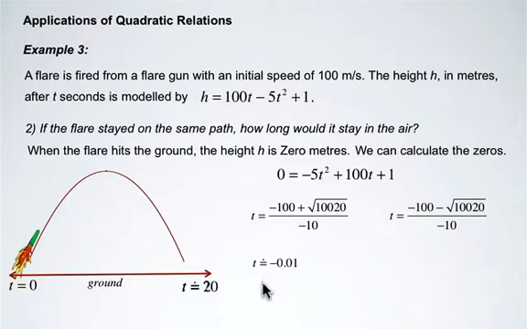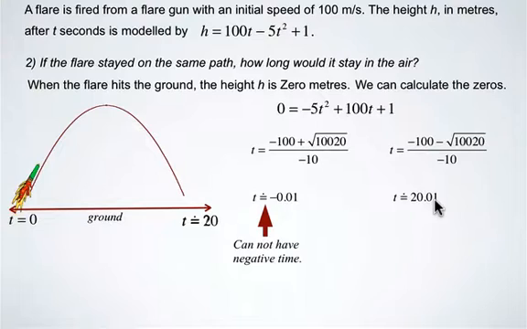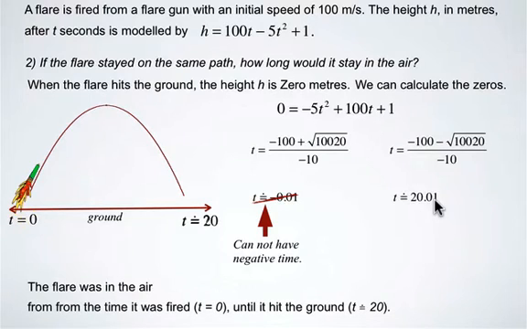This one, t is approximately negative 0.01. In other words, our zero time right here. For this one, t is approximately 20.01 seconds. We can't have negative time, so we know it's not going to work. So the flare was in the air from the time it was fired, t equals 0, until the time it hits the ground, at approximately 20 seconds.